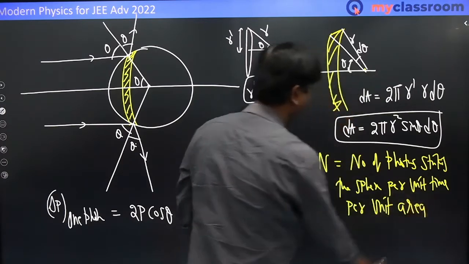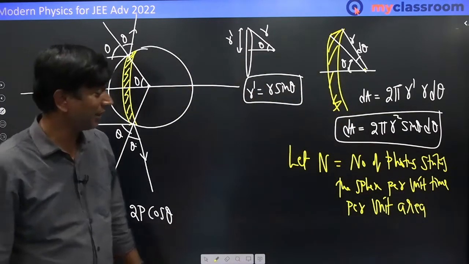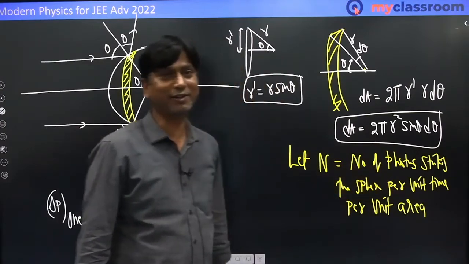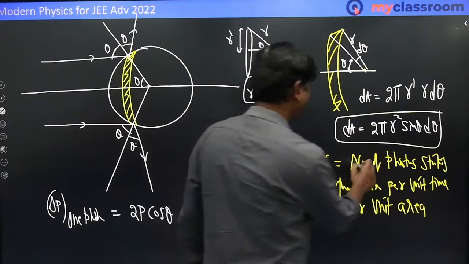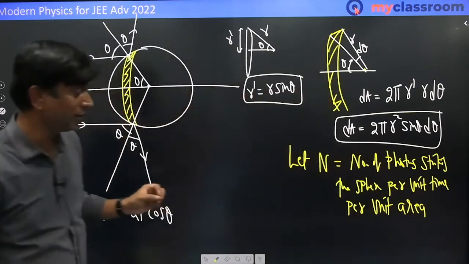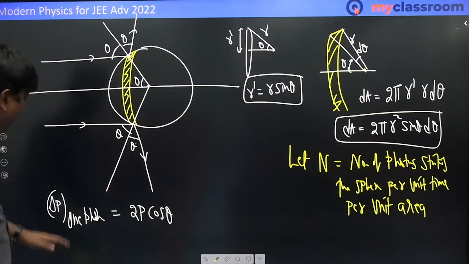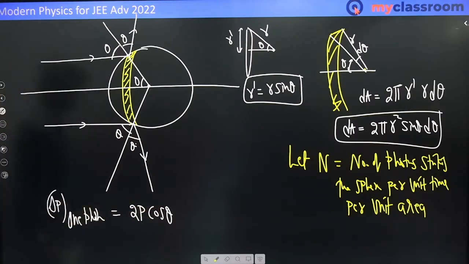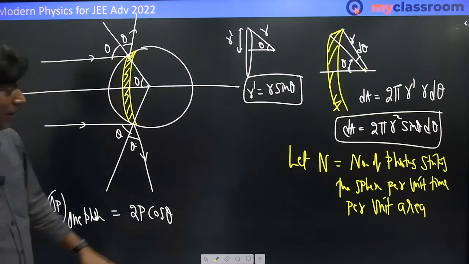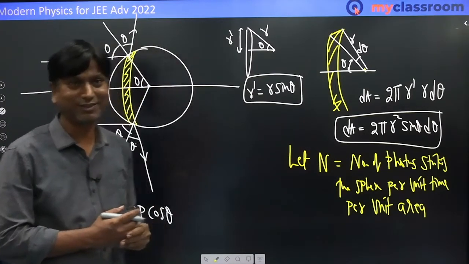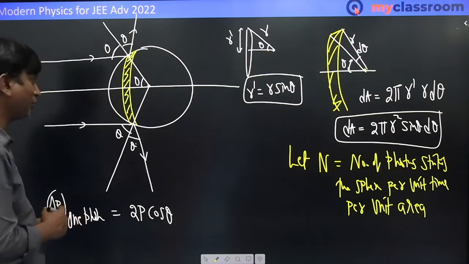This is very important. We are taking the number of photons striking the sphere per unit time per unit area. That is called N. Now this is the change in momentum of one photon, right? But now I want the force exerted by all the photons.